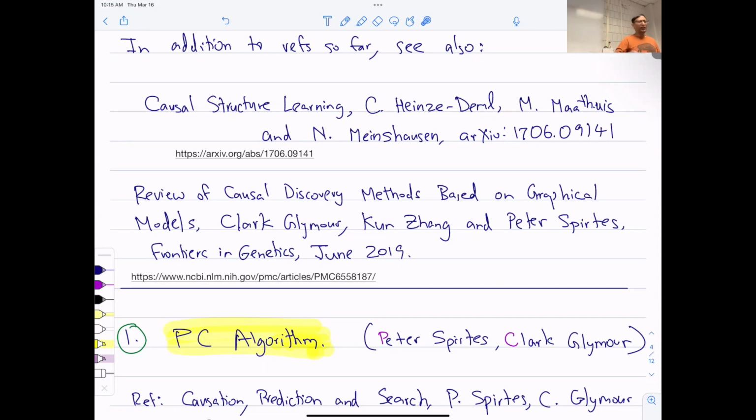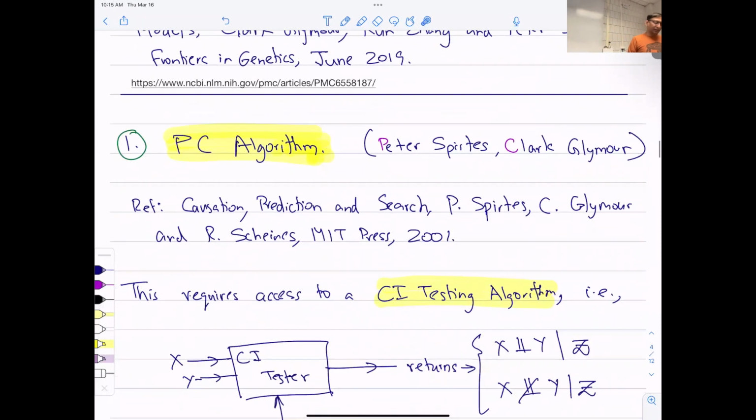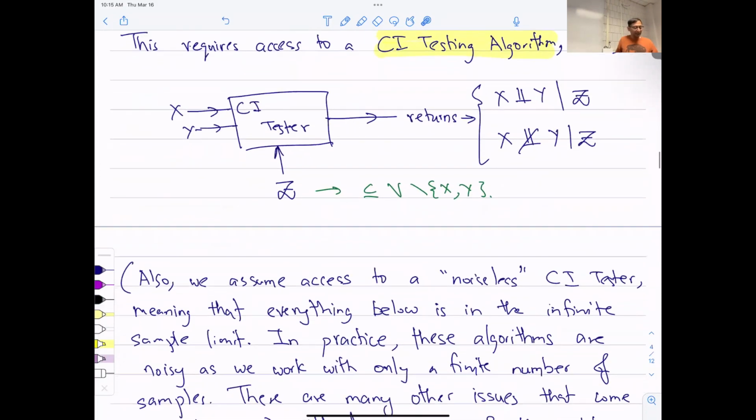I'll give you an example of each one of them just to get a sense of how you go about this. The classic algorithm in this space is the PC algorithm, in this paper by Peter Spirtes, Glymour, and Scheines. You can look at this. The idea is the following.